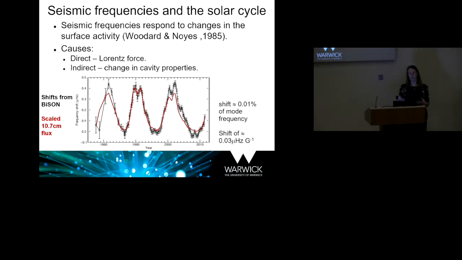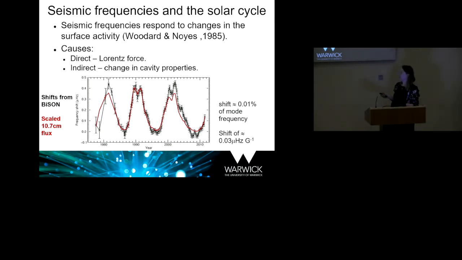Now there are two main reasons why we see this shift in frequency. The first is called the direct effect, which acts because the presence of the magnetic field introduces the Lorentz force, which is an additional restoring force. The second is a little bit more subtle, and it's because the magnetic field in the sun changes the internal stratification, and that then changes the frequencies of the oscillations.